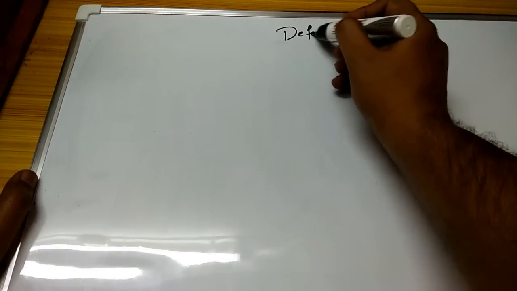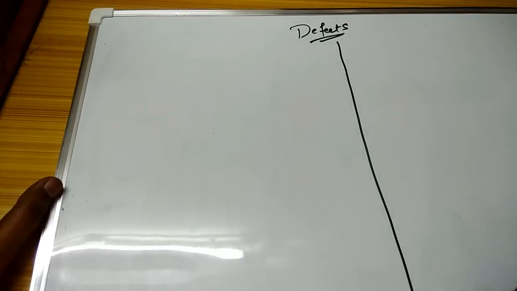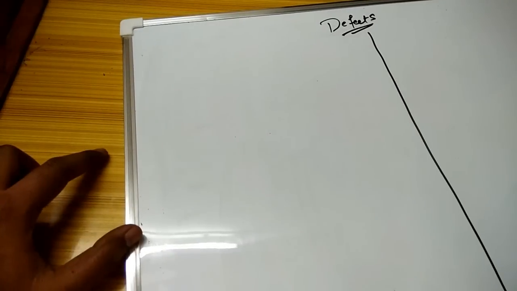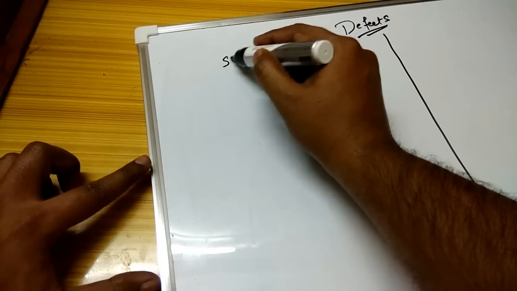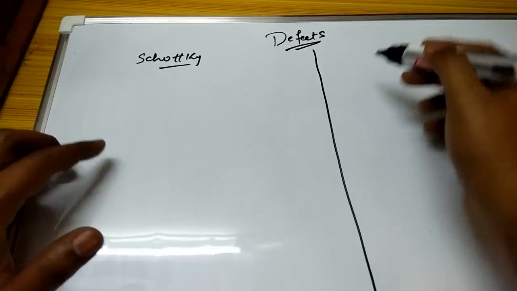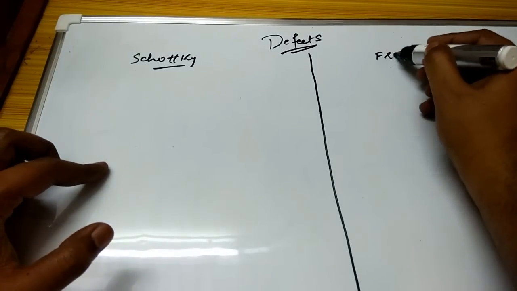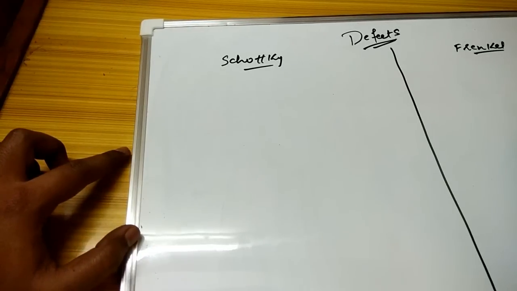Today we are going to discuss some defects of crystal lattice. Basically there are two main defects which can be seen. First is Schottky and the other is Frenkel. I am going to write some comparison of Schottky and Frenkel defect.